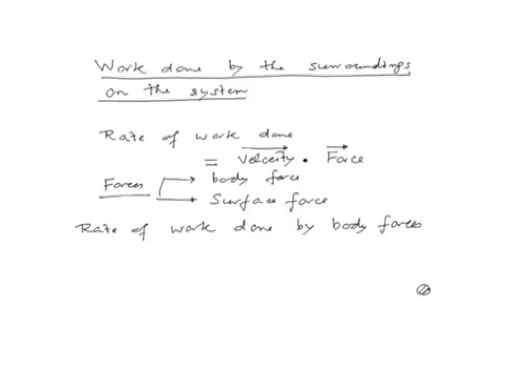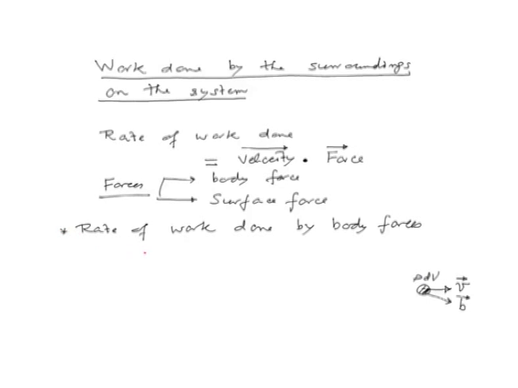Let us take a small differential element. So, rho dV will give us the mass of this small element. It has velocity V, and the body force acting on it per unit mass is b. So, what is the total body force on this small differential element? This force dFb is b times rho dV.